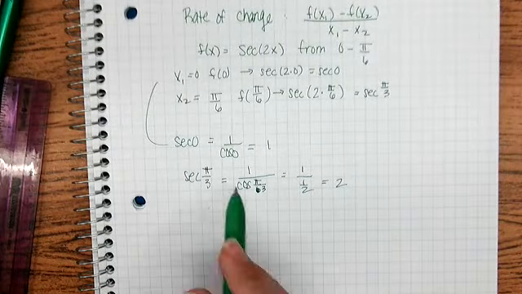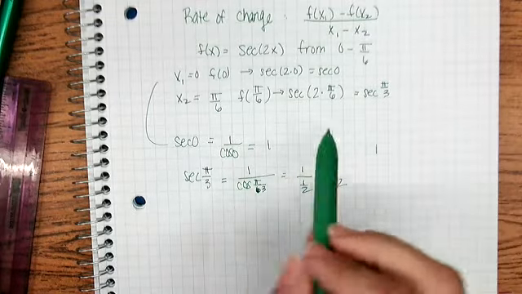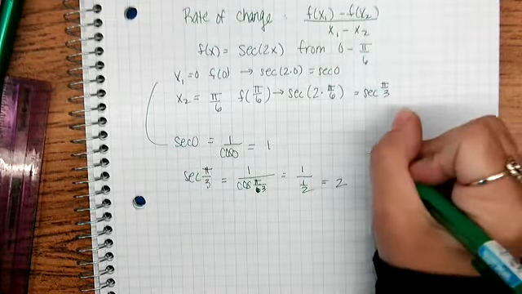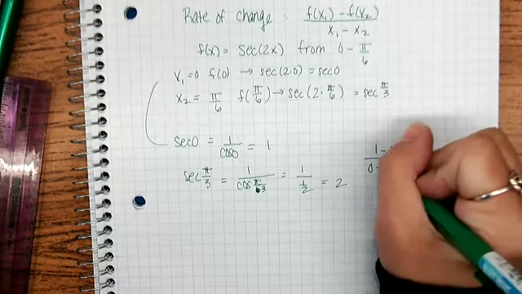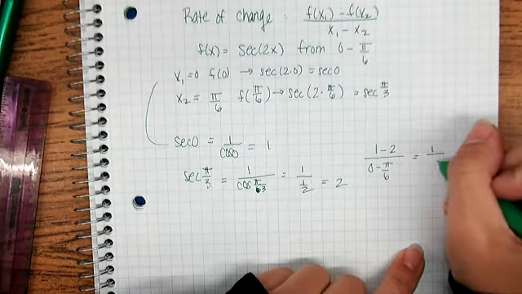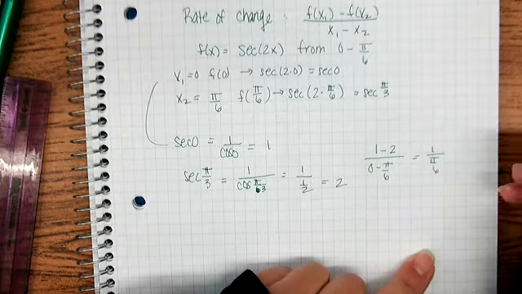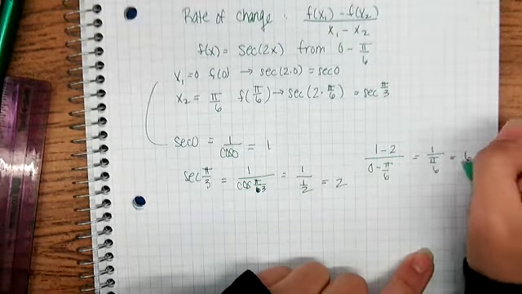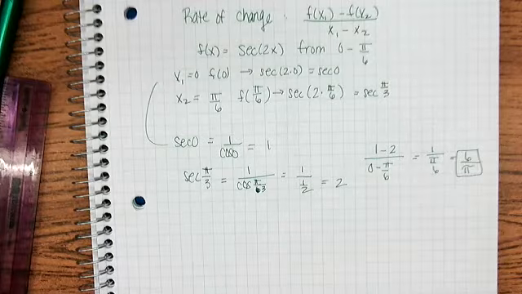Okay, so the f of x1 is 1. The f of x2 is 2. So the rate of change is 1 minus 2 over 0 minus pi over 6, which is negative 1 over negative pi over 6. Reciprocal is 6 over pi. That's just a number, what, 2-ish? It's just a number. So rate of change is just fancy slope.